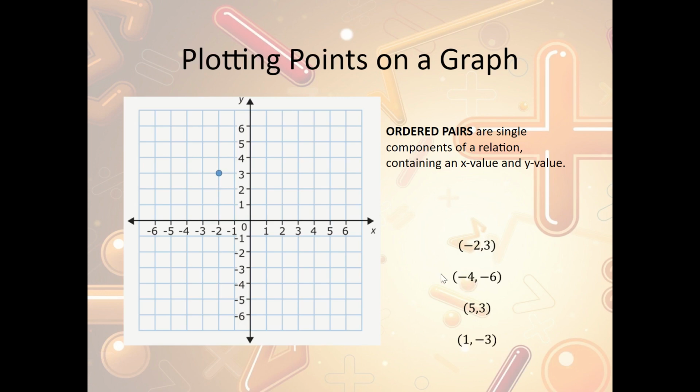Then we have -4, -6. Well, -4 on my x-axis, so I'm going to go find -4 on the x's, right there. And then -6, so I'm going to go down and find -6, which is here, and plot that point. Then I have 5, 3.